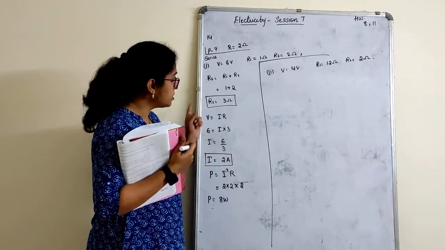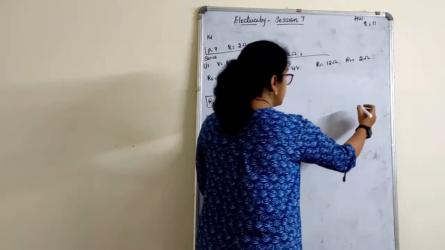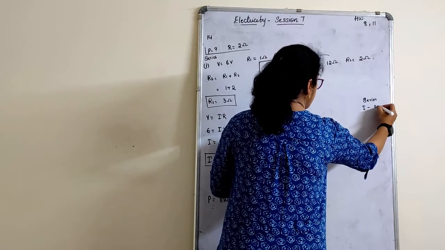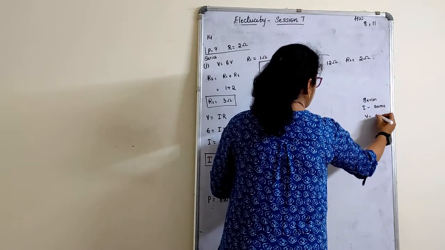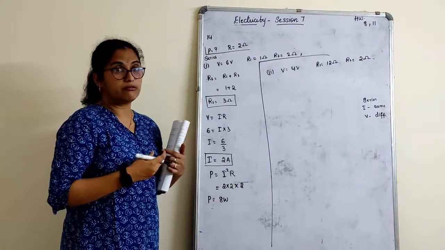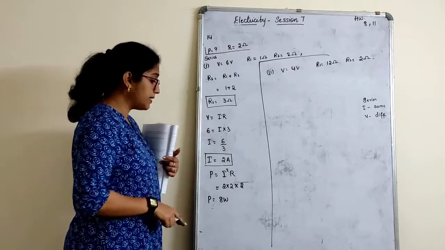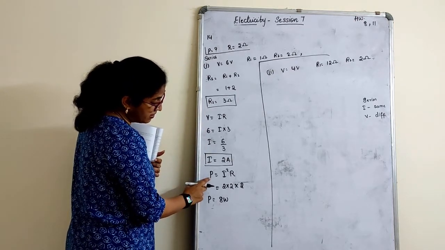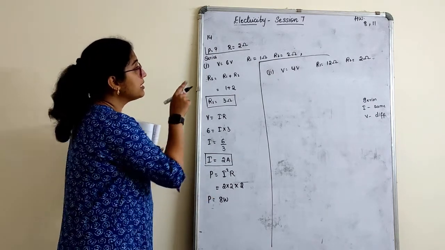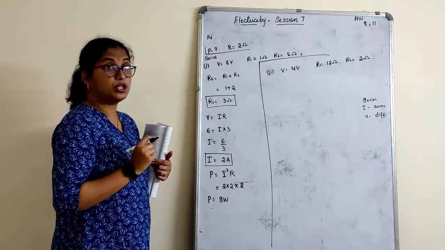Now, if I come back to the previous one, children, what will happen in a series connection? Current is the same, voltage is different. Since the current is the same, we found the equivalent current flowing in the circuit. That is why I can't use the power formula with respect to voltage. Why? Because in series voltage will differ. That is why I had to use this.